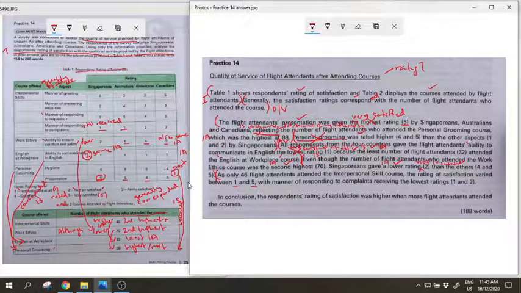So varied between "not satisfied at all" to "very satisfied" ratings, with manner of responding to complaints receiving the lowest ratings. If you want to put lowest ratings, then you put here "not satisfied at all".